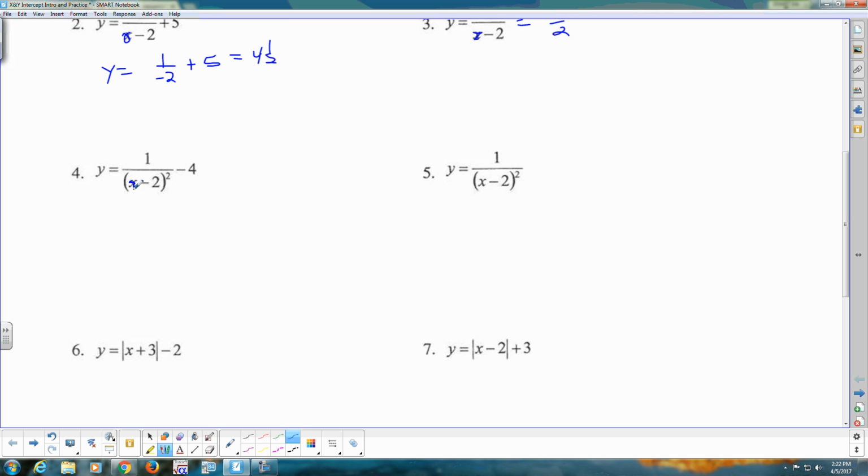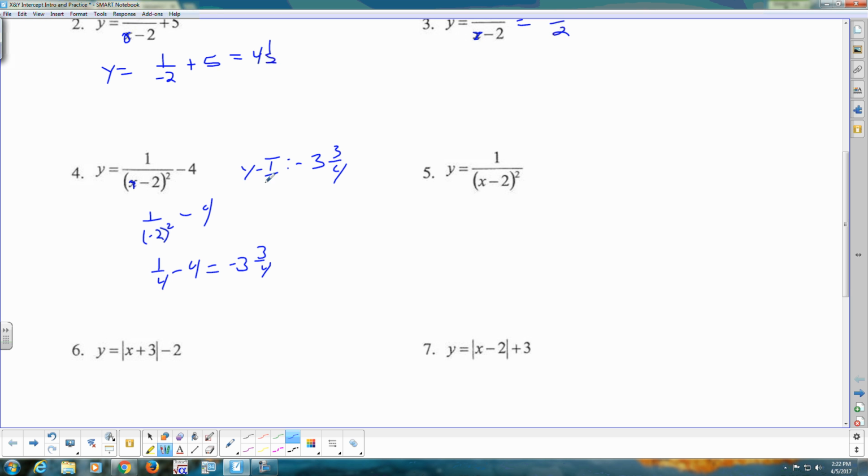X is 0, so it's gone. So that's 1 over -2 squared. Whoops. I thought it was a plus. It's -4. So that's 1/4 minus 4 is -3 3/4. So you tell me your y-intercept is -3 3/4.